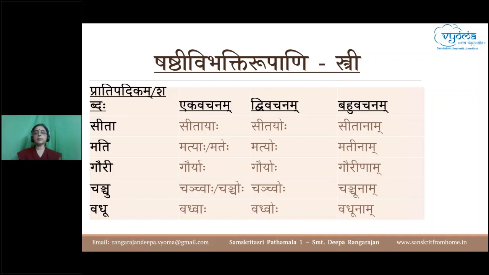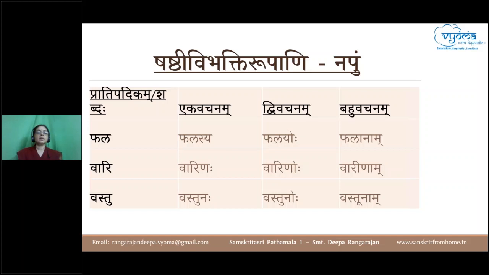This is the set of Srilinga Padas that we are seeing. Then Napumsakalinga: Phala, Vari and Vasu. In Phala Shabda, it is just like the Akaranta Pullinga Shabda, which is Phalasya, Phalayoho, Phalanam. For Vari, it is Varinaha, Varinoho, Varinam. For Vasu, it is Vasunaha, Vasunoho, Vasunam. I will repeat: Phalasya, Phalayoho, Phalanam. Varinaha, Varinoho, Varinam. Vasunaha, Vasunoho, Vasunam.